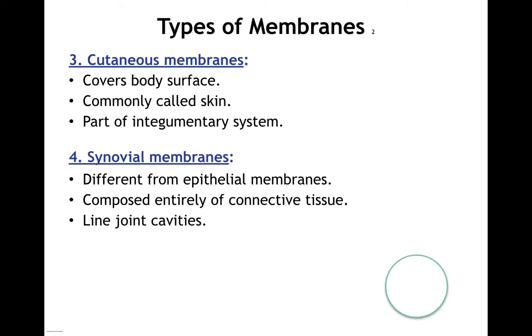The cutaneous membrane covers the body surface. It's often called the skin, and we will be discussing it when we talk about the integumentary system. The 4th type of membrane we need to be aware of are synovial membranes. They are different from epithelial membranes. They're composed entirely of connective tissue, but they're very important, and they line joint cavities, and we'll talk about them when we talk about articulations.